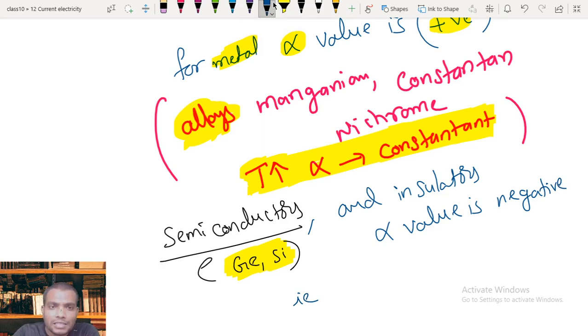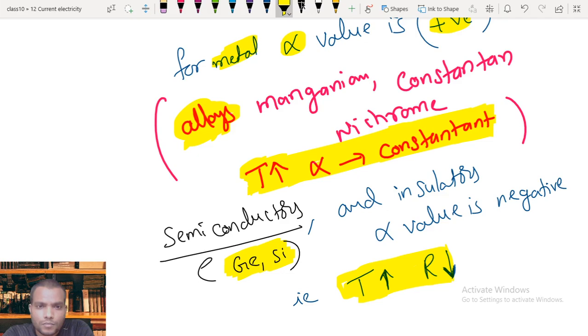That is, for semiconductors and insulators, when temperature increases, the resistance value decreases. This is a peculiar character of insulators and semiconductors. That's the reason semiconductors are very useful nowadays in all electronics, and insulators become the best conductors if you take them to negative temperatures. So finally I can make a comment that the alpha value is negative, so when the temperature increases, the resistance value decreases for semiconductors and insulators.